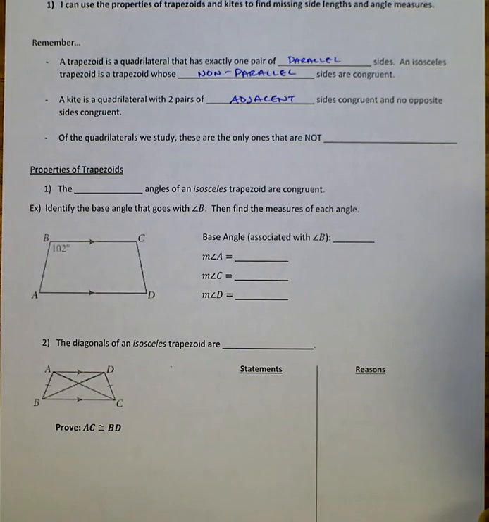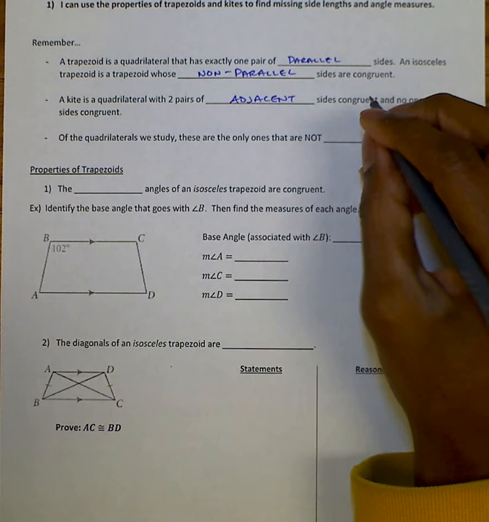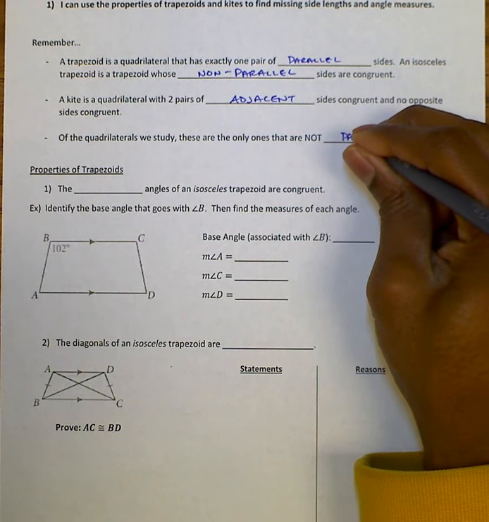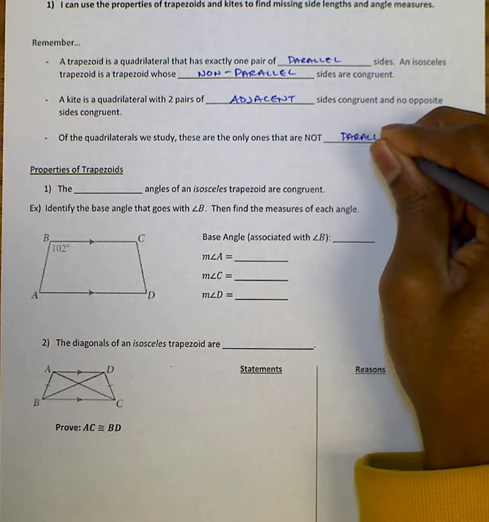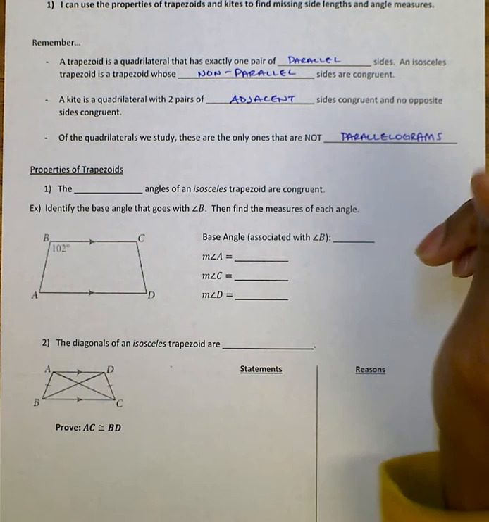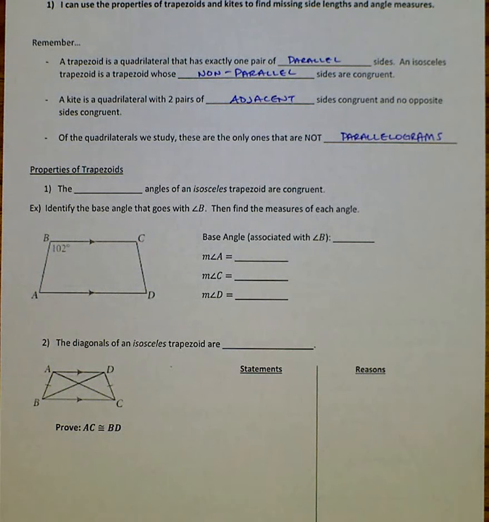Okay, and of the quadrilaterals that we study, these are the only ones that are not parallelograms. So now all the parallelograms' properties and characteristics that we've talked about over the last few lessons, throw those out the window for these two figures. Trapezoids and kites don't play by those rules. Okay, so let's talk about trapezoids.